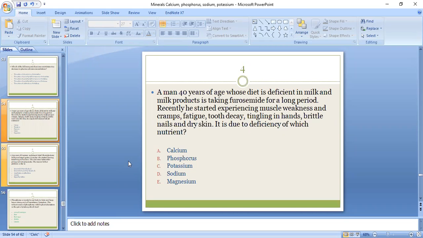A, calcium. Yes, A, calcium, is the correct option, as he is not consuming milk, that is the richest source of calcium, and he is also experiencing the symptoms of calcium deficiency.